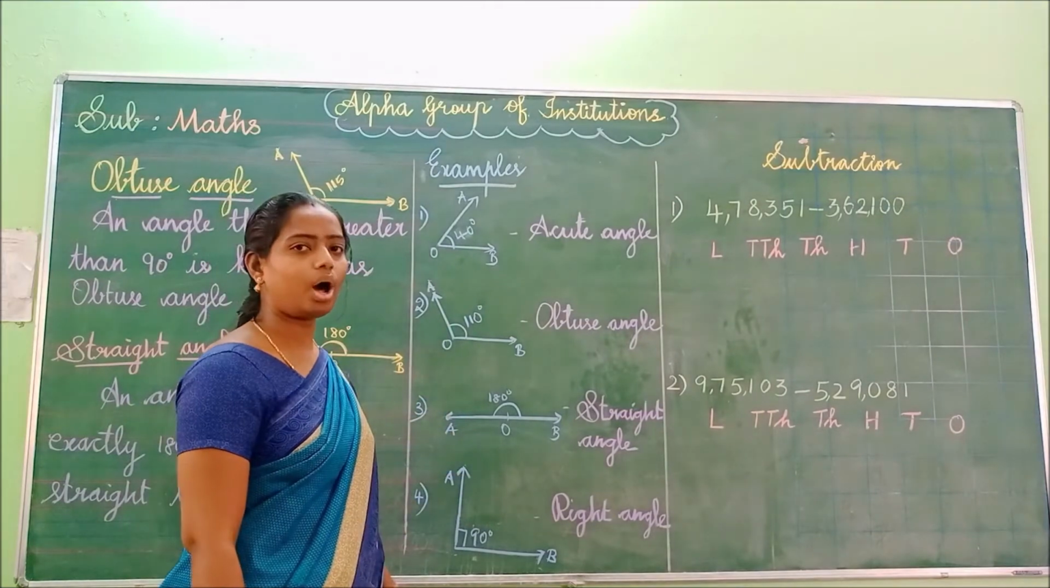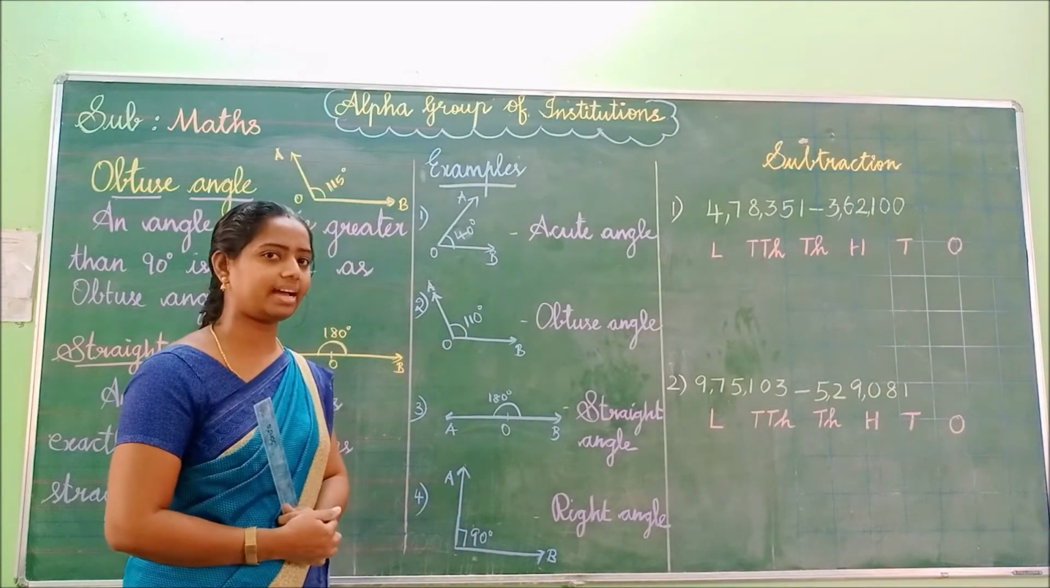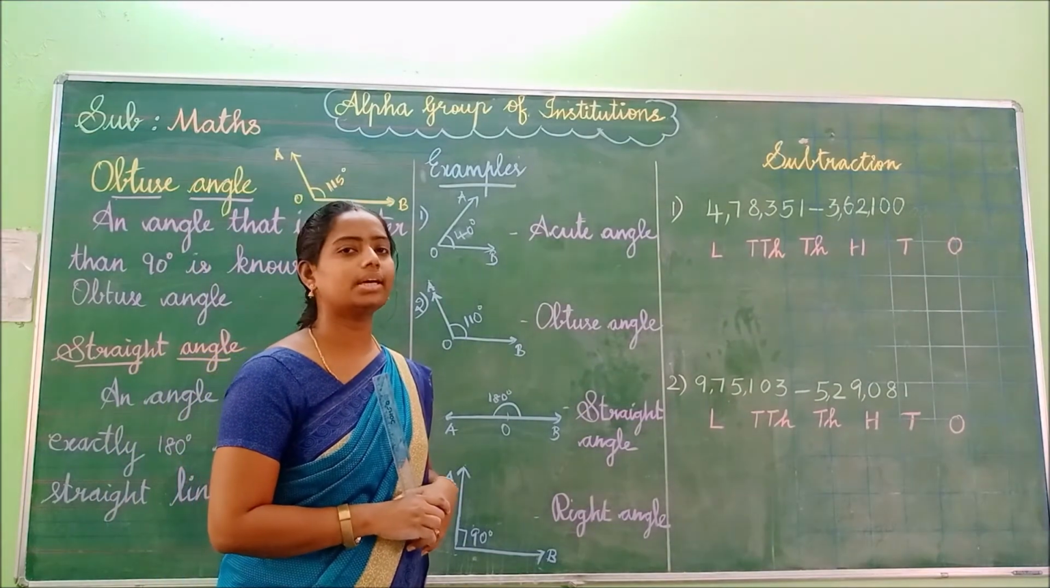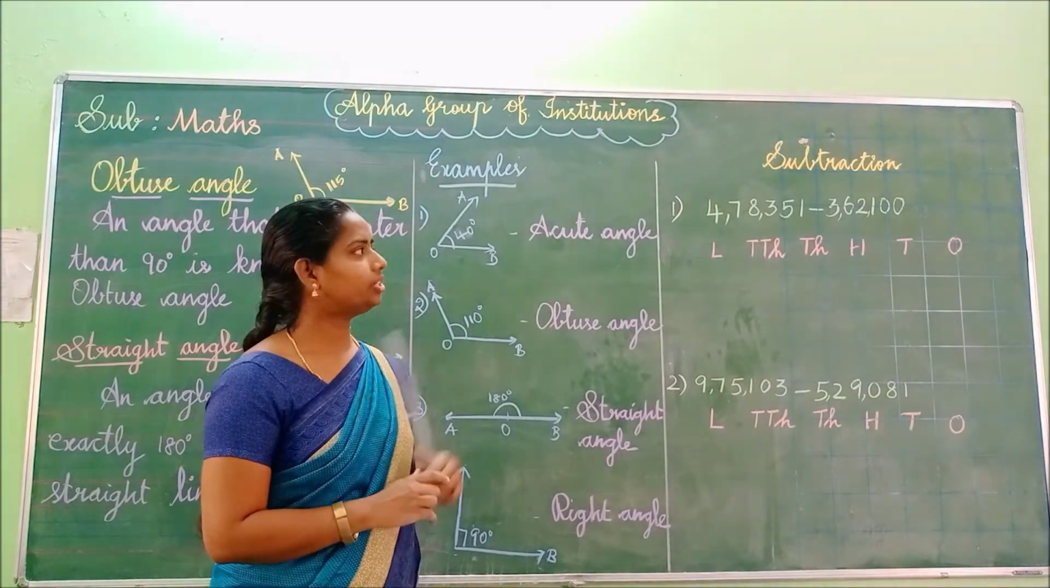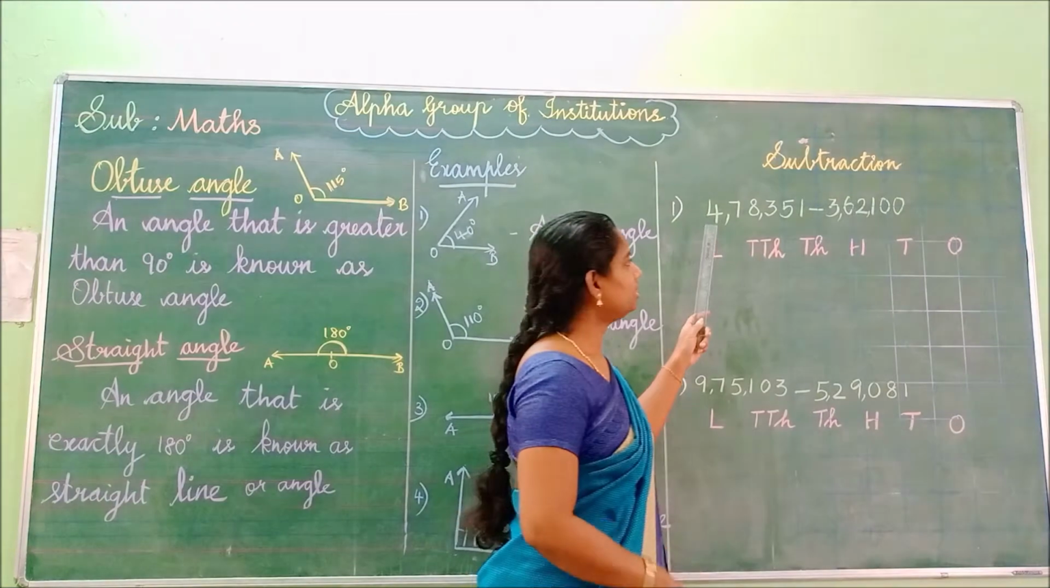Okay, children, are we all clear about the angles? We have learned about the types of angles, and we have shown you the activities also, isn't it? Now we are all clear about the angles. Okay. Shall we move to the subtraction, children?